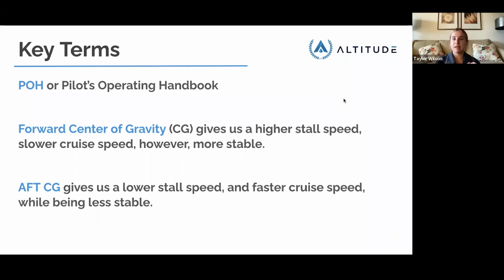Now, on the opposite end of that is the aft CG. So if we had that range again, in the POH, if you're looking in the weight and balance, they call it an envelope. So that's our range for our center of gravity. Now, if you're on the opposite end of it, you're on the aft CG, so the tail end of it, we're going to have a lower stall speed. We're going to have a faster cruise speed, which is great. However, we are less stable altogether.